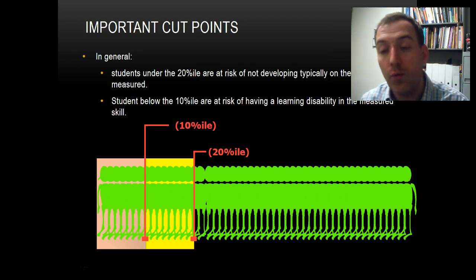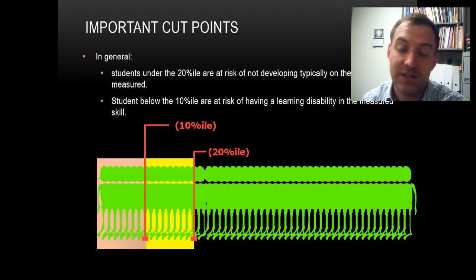All these students are really going to require more time, more repetition, more practice on that skill to develop that skill. When you're over the 20th percentile, then we are saying you're in the typical range, and therefore we don't have to worry about you as much in developing that skill. You'll probably continue to develop that skill on a typical trajectory.